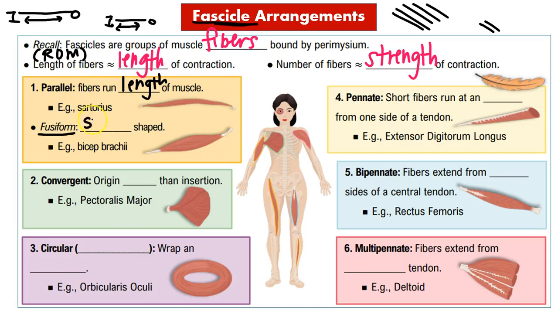And that means it's going to be spindle shaped. So when we think of a spindle, remember, we have the narrow ends and then we have that thicker, wider end in the middle. One perfect example of that is our biceps brachii here. As you can see, our biceps brachii has an origin at the shoulder and insertion around the forearm. And it does have that thickness in the middle, so it definitely will be spindle shaped.